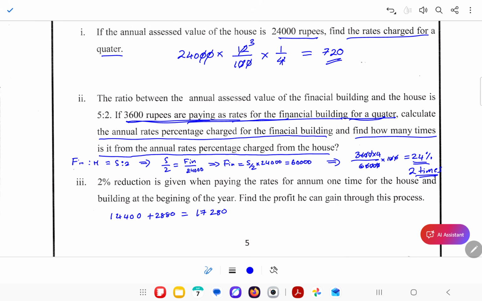That is the total amount he has to pay, and if he pays that at the beginning of the year, he will get a 2% reduction. So that is the profit he is going to make if he pays it at the beginning. So divide 1 over 5. So 345.6. That is the profit if he pays the full amount at the beginning of the year.